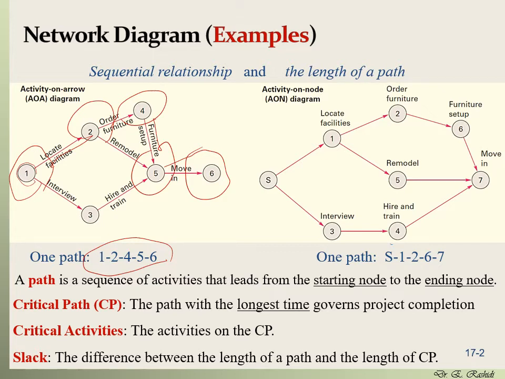Now let's find a path for the network on the right. In the network on the right, we have added a virtual or dummy node, shown by S, because this is the beginning, S. So S goes to 1 and 3. One path here could be S goes to 1, and then goes to 2, and then goes to 6, and then goes to 7. So this is one path here.